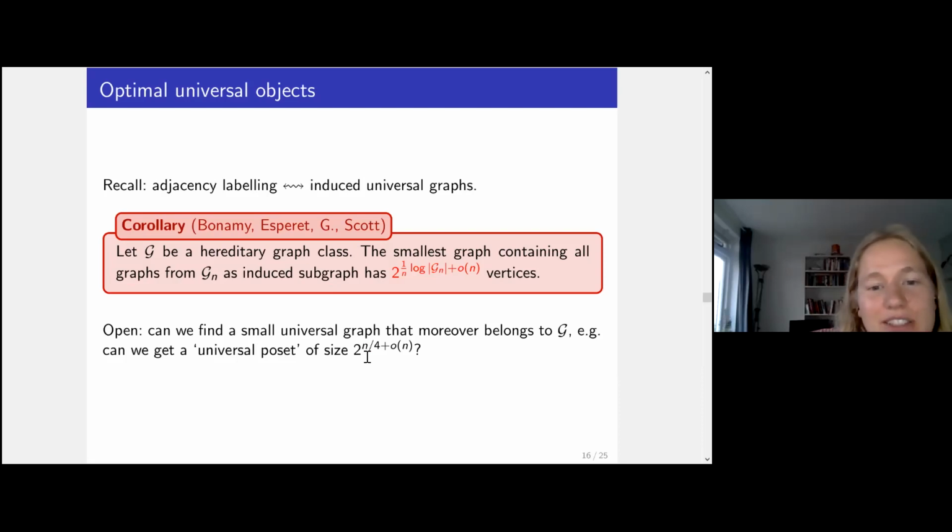You can get a universal poset of size 2 to the n squared over 4 just by taking a disjoint union. But if you want to do better than that, then from just counting, you should expect that maybe you can get one of this size. So this is one of the open questions that we leave behind.